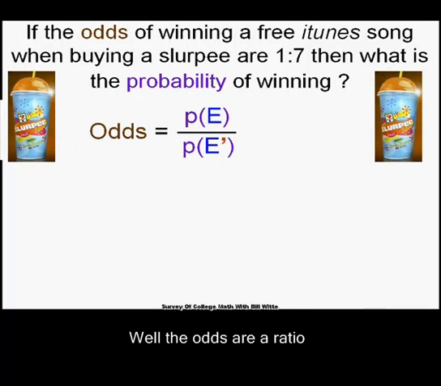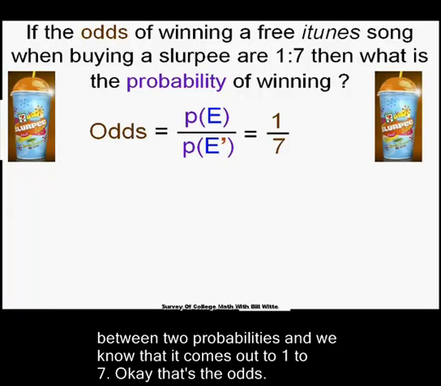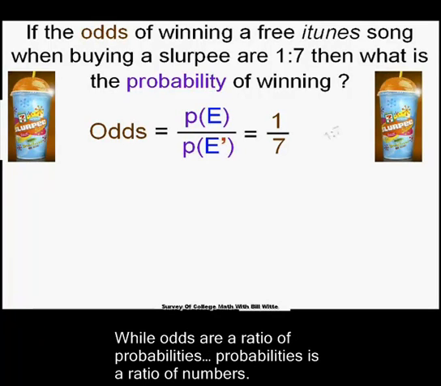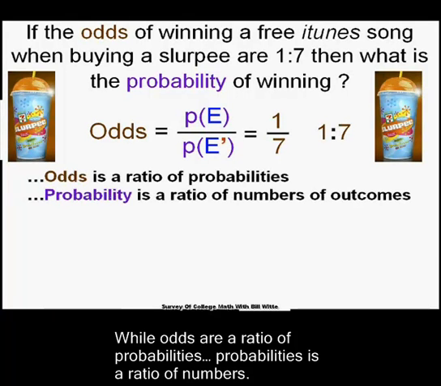Well, the odds is a ratio. It's not a count. It's a ratio between two probabilities. And we know that it comes out to 1 to 7. Okay, that's the odds. Are you pondering what I'm pondering?